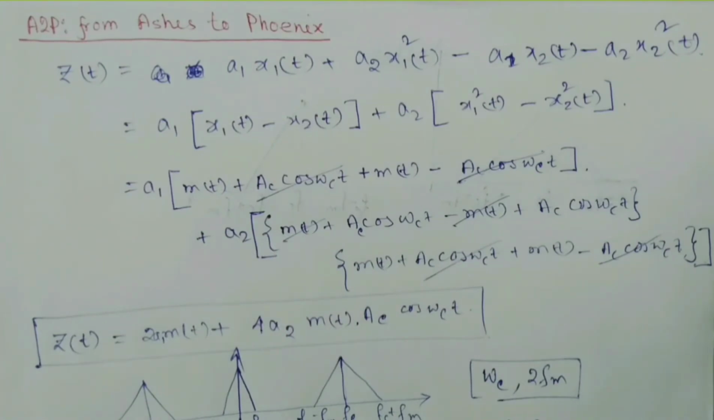So that is the end of this segment. In the next segment we will discuss the double balanced modulator, which is also called the ring modulator.